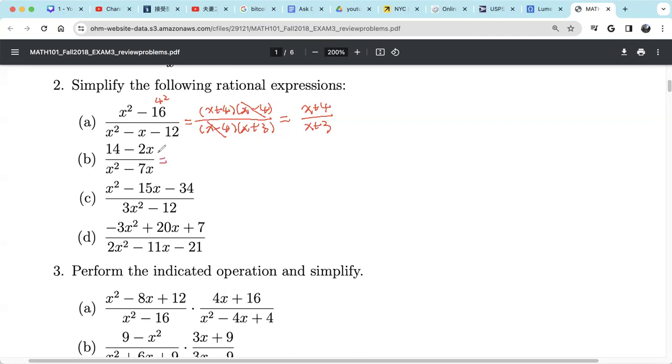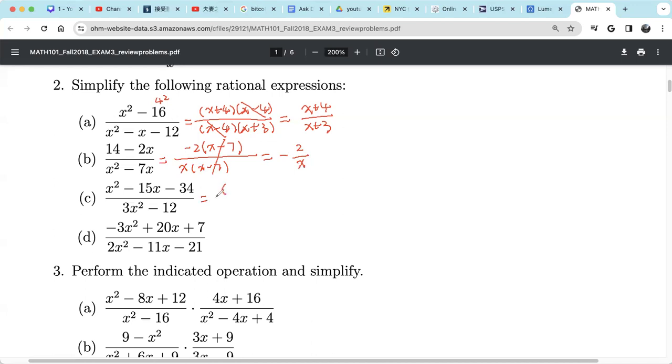For the second one, the numerator we can factor out maybe -2. Let's factor out -2. Then x inside the parentheses, and -7 inside the parentheses, right? In this case, if we distribute -2, we still have -2x and +14. The denominator we factor out x, then we also have x -7. So now we have a common factor in the numerator and in the denominator, x -7 divided by x -7. That becomes 1. So left with -2 over x.